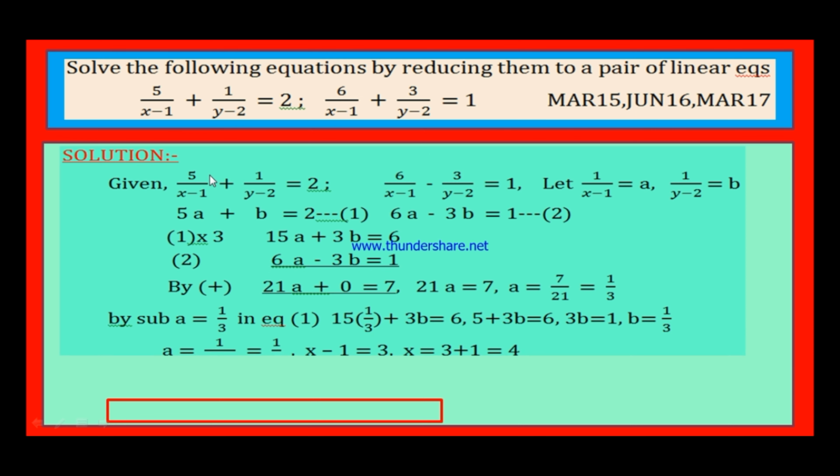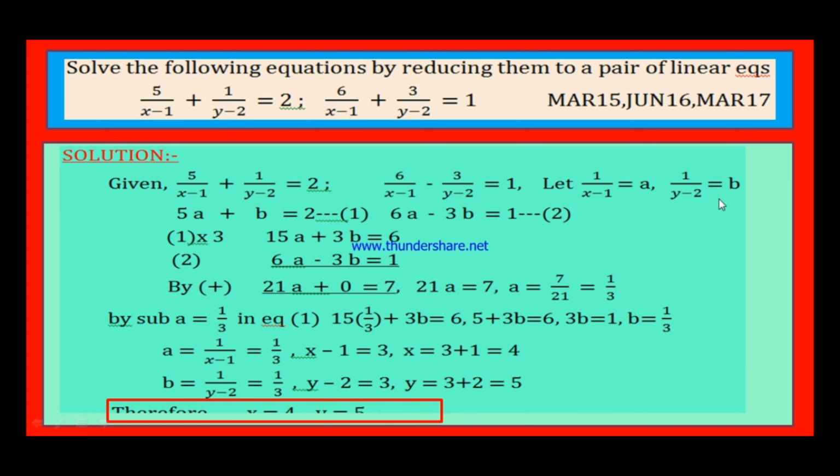Now let us substitute 1 by x minus 1 as a. 1 by x minus 1 is equal to a, and 1 by y minus 2 will be b. Then this equation becomes 5 into 1 by x minus 1, that is 5a, plus 1 by y minus 2 is b. Therefore 5a plus b is equal to 2. Similarly, in the second equation, 6 by x minus 1 is 6 into 1 by x minus 1, that is 6a, minus 3 by y minus 2 is 3 into 1 by y minus 2, that is 3b, is equal to 1.